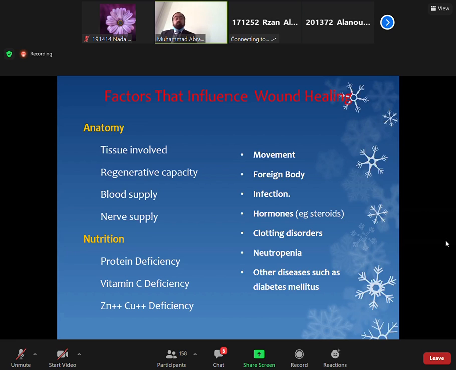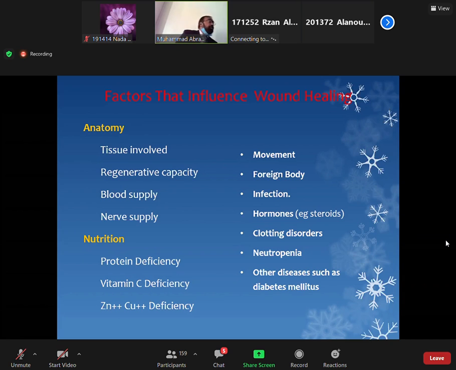Then movement, for example, if you have a bone fracture, what we do is we apply a cast to immobilize the bone, because if you don't immobilize it and you just start moving it, that movement will cause delay in wound repair. Foreign body, you have to remove the foreign body. If the foreign body is in, the wound will never get better, right?